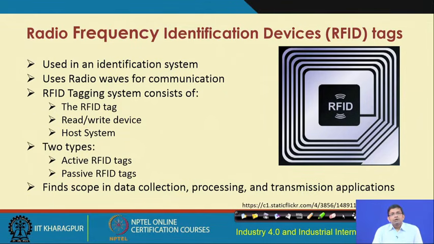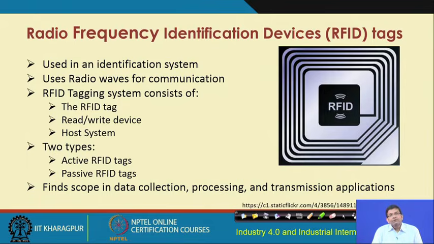So, here RFID uses radio waves for communication. In RFID, the technology is radio communication technology. So, there are radio waves that are communicating, and this RFID tagging system will have these different components: the RFID tag, the reading or the writing device, and the system on which the RFID tagging system is deployed.